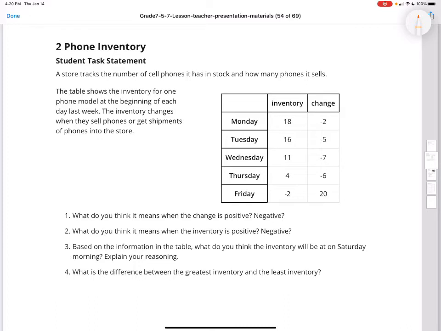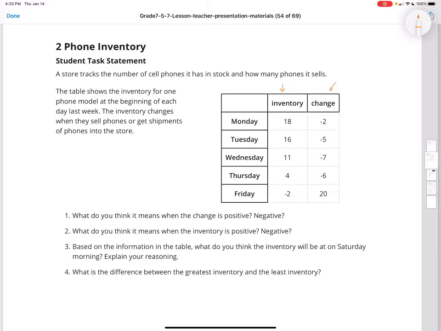Alright, guys, so I see that this question provided a table for us, which was nice. Notice that the first column is the days of the week. The second column is the inventory. The third column is the change, and so on. Question 1 is asking us, what do you think it means when the change is positive? How about when it's negative?